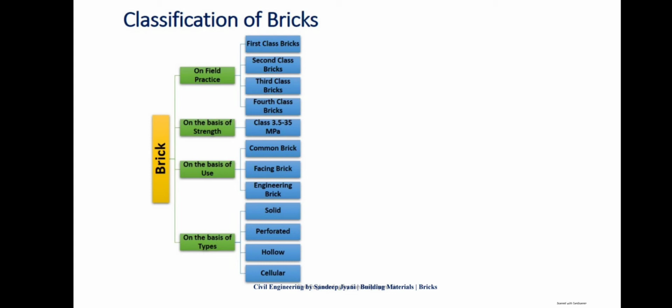And second, on the basis of strength, class 3.5 to 35 MPa. And third, on the basis of use: first common brick, second facing brick, and third engineering bricks. And fourth, on the basis of types: first solid, second perforated, third hollow, fourth cellular.